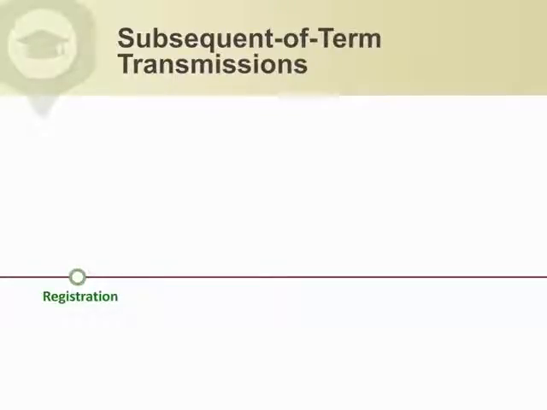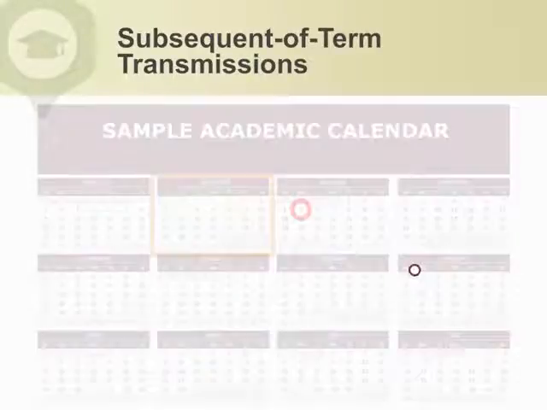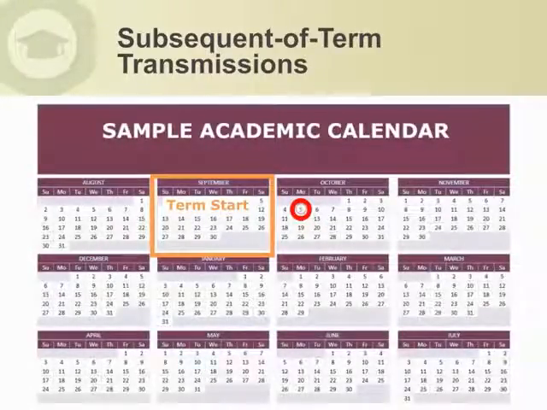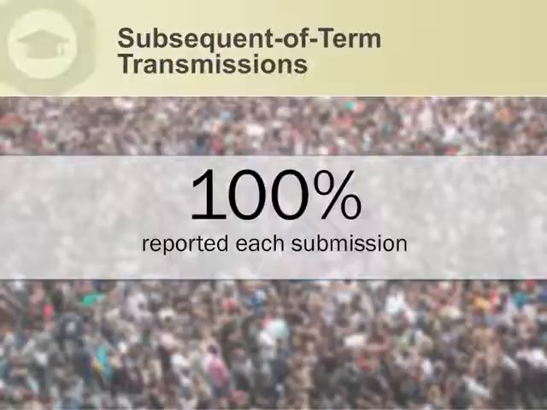Subsequent of term transmissions will capture enrollment of late registering students and students who have withdrawn or changed status after the registration period ended. Additional subsequent of term files will capture students who have withdrawn or changed status during the term and should be provided every 30 to 45 days.